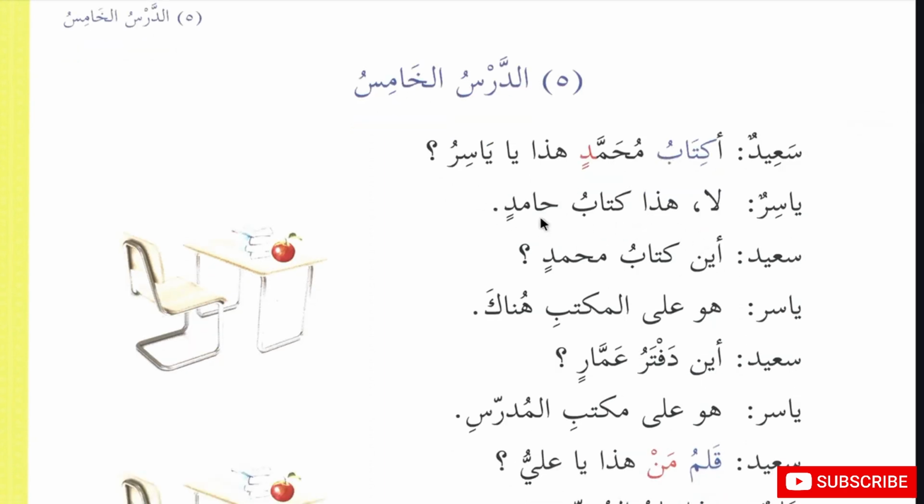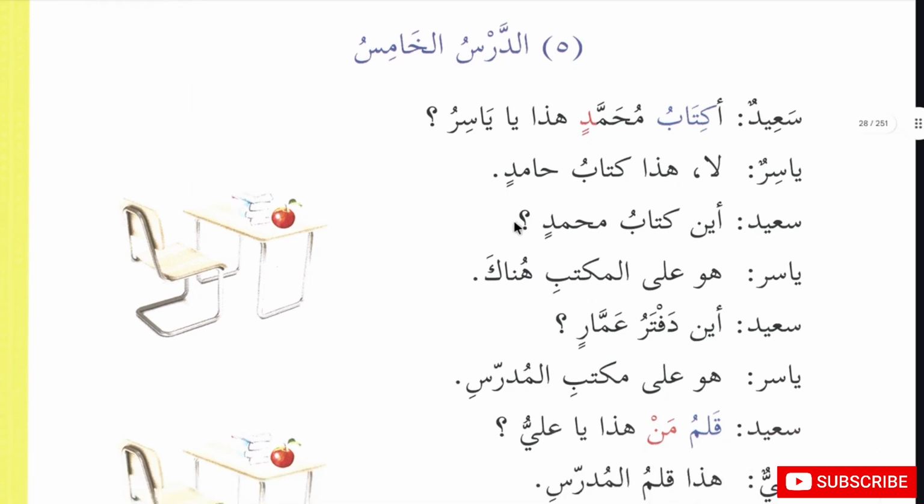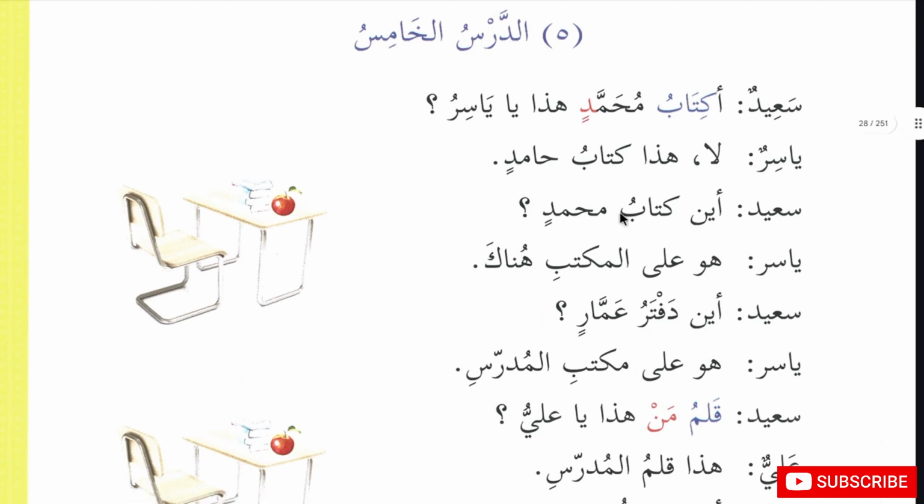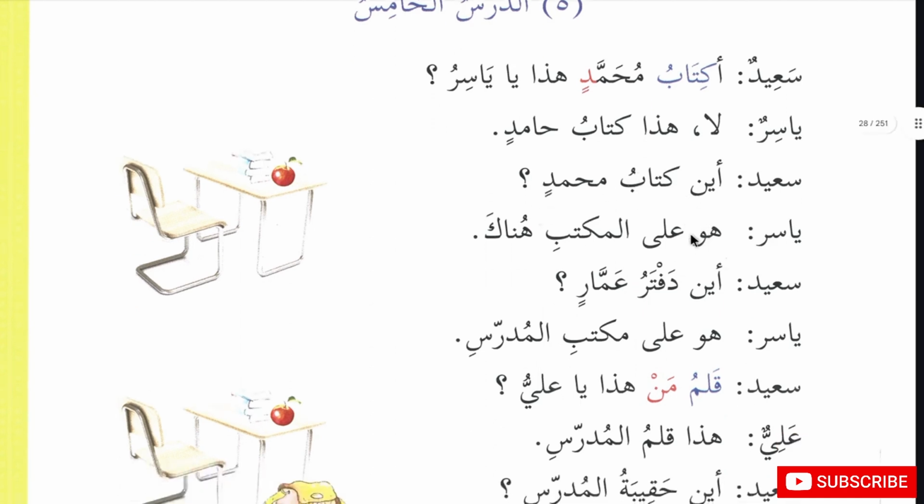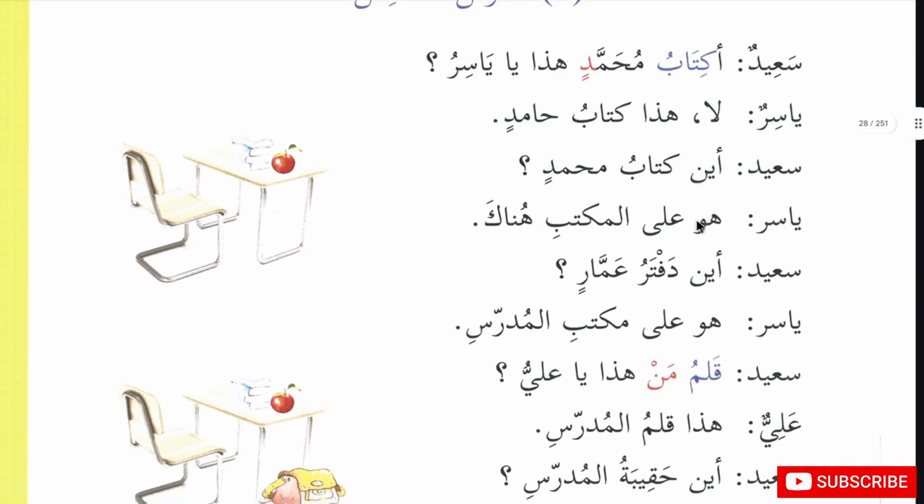لا هذا كتاب حامد. No, this is the book of Hamid. This is Hamid's book. أين كتاب محمد? Where is Muhammad's book, or the book of Muhammad? هو, it, the book. Again, we mentioned that huwa can also be used for non-human, he or it, because the book is a male noun. هو على المكتب هناك. It is on the desk. The word هناك just means there.